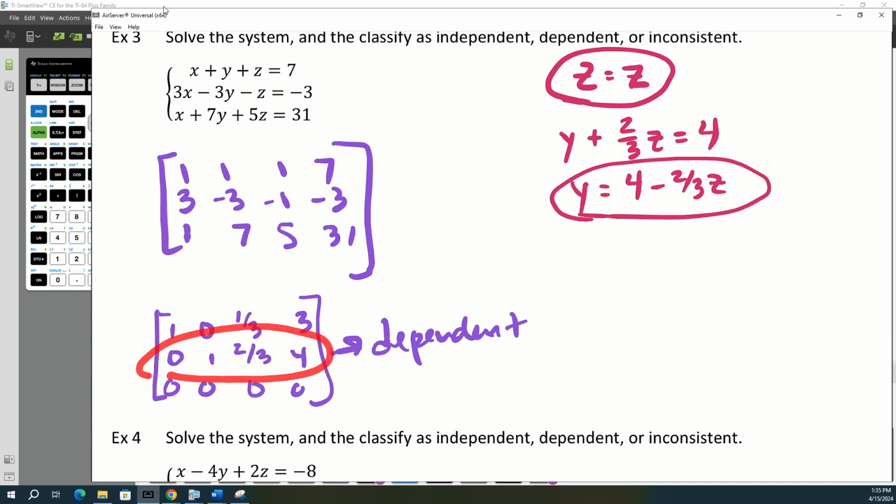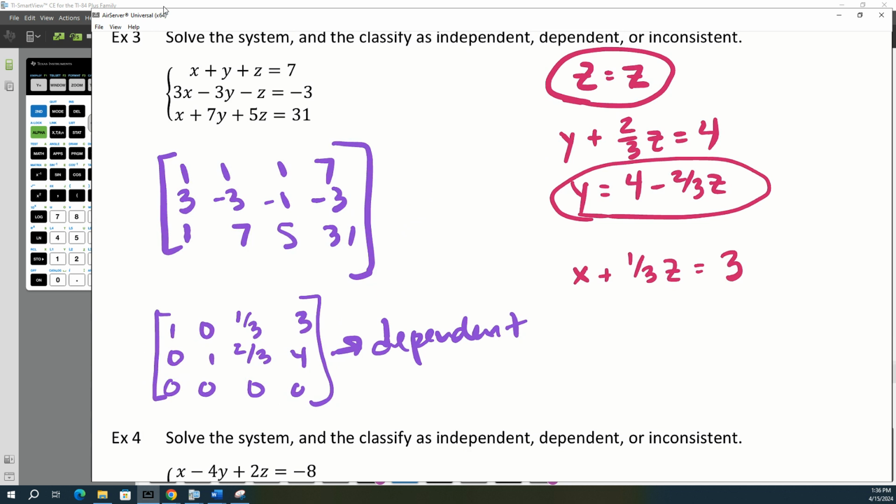So this one gave us this. So there's no x, there's 1 y, there's 2/3 z, and equals 4. So it's like we're doing backwards from what we went from here to here. It's just transformed into the y equals mx plus b format. Now we can't do that with z because z doesn't have anything.